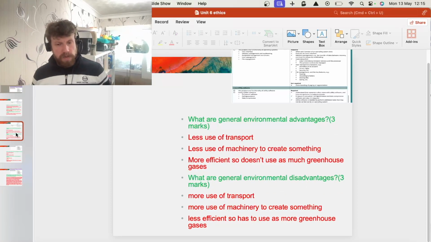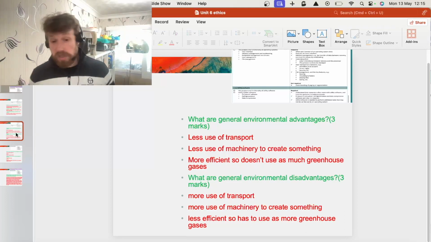Generic environmental advantages and disadvantages. Environmental advantages: if you use less transport, that's going to be less greenhouse gases, so that's better. Less use of machinery to create something, so if you're not having to get the raw materials out of the earth to create something, that's great. More efficient, so it doesn't need to use as many greenhouse gases. Again, other generic points.